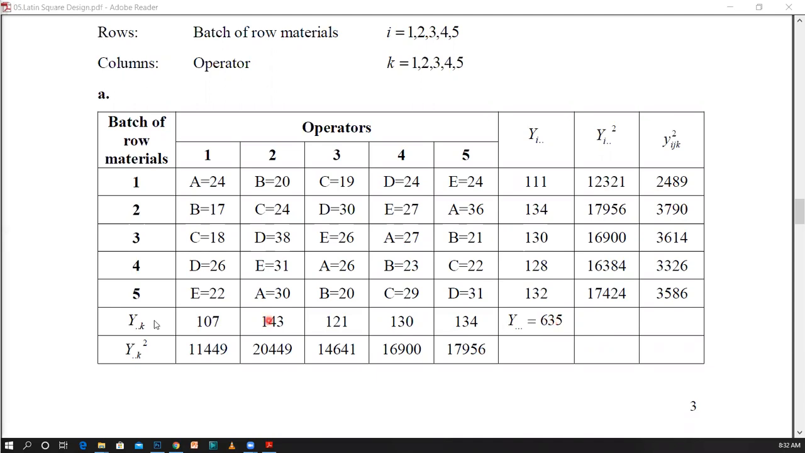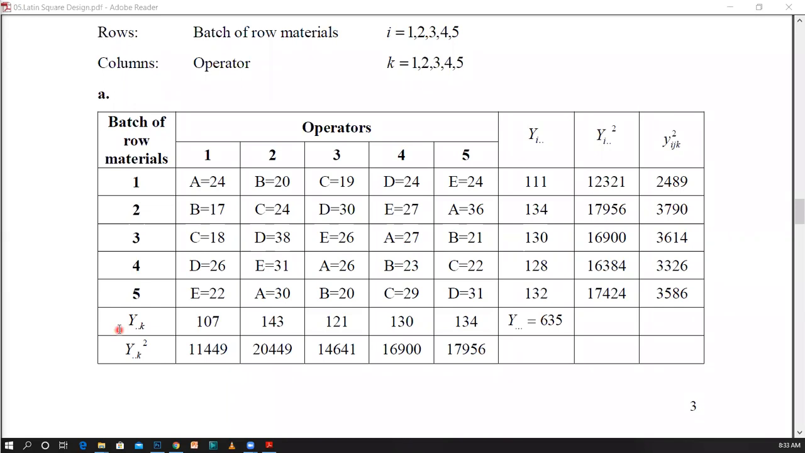635. In the next row, you can see that these are the square terms of the totals. Therefore, the square term of 107 is 11,449, and the square term of 143 is 20,449. Likewise, the square terms of these column totals are obtained in the next row. So far we have obtained the row totals and the column totals, and thereafter what we need to do is take the treatment totals.